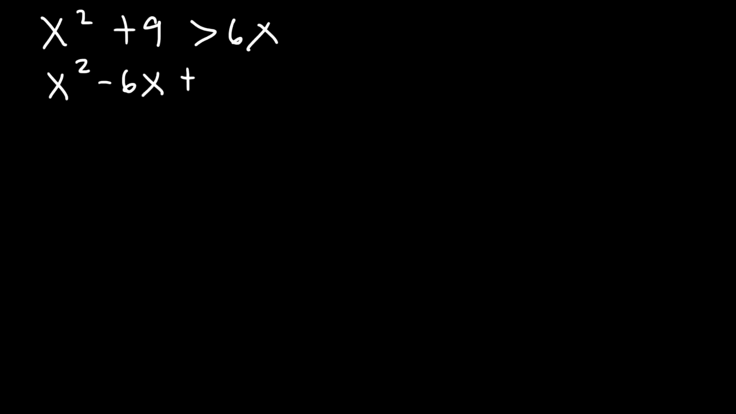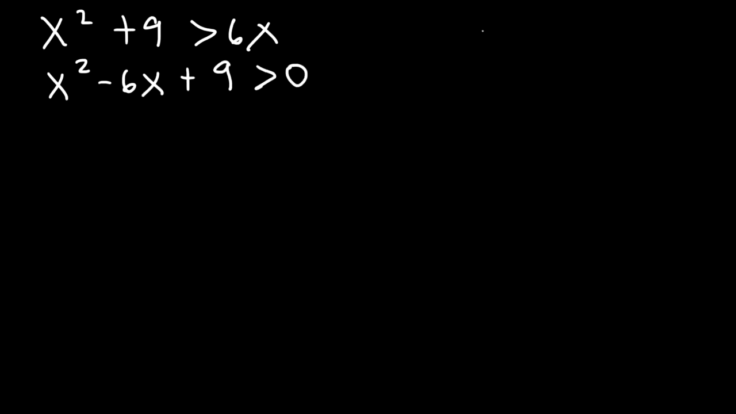Let's try another example. Let's say we have x squared plus 9, and we're going to say that it's greater than 6x. Go ahead and try this. We need to get a 0 on one side of the inequality. So let's subtract both sides by 6x. So it's going to be negative 6x on the left side.